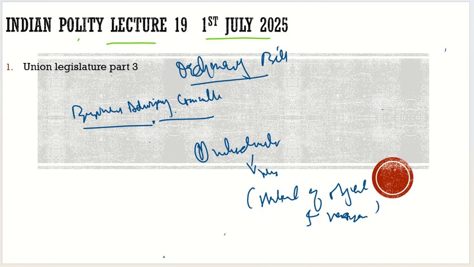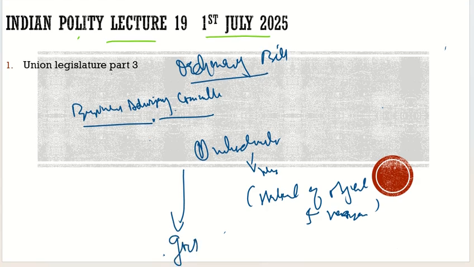Statement of object and reasoning. Once the bill is introduced, after this, the bill will be published in the government gazette. This bill will be published so that everybody in the house will read it.